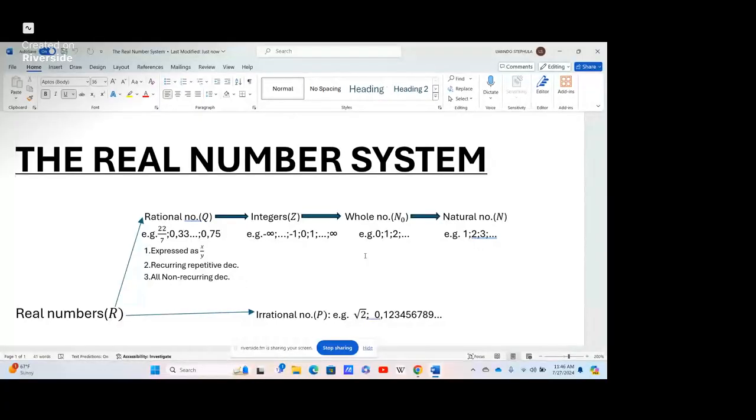life much easier, because if we know that a certain number belongs to a certain group of numbers with these characteristics, then we can attach those specific characteristics to that number. So the real number system consists of real numbers, which are denoted with the capital letter R. Real numbers are subdivided into rational numbers and irrational numbers.